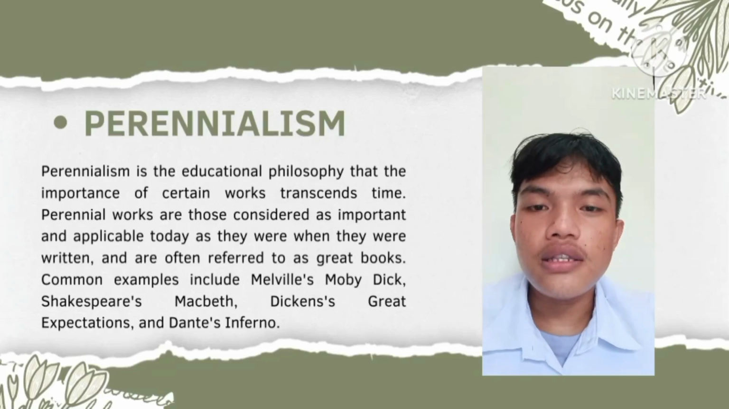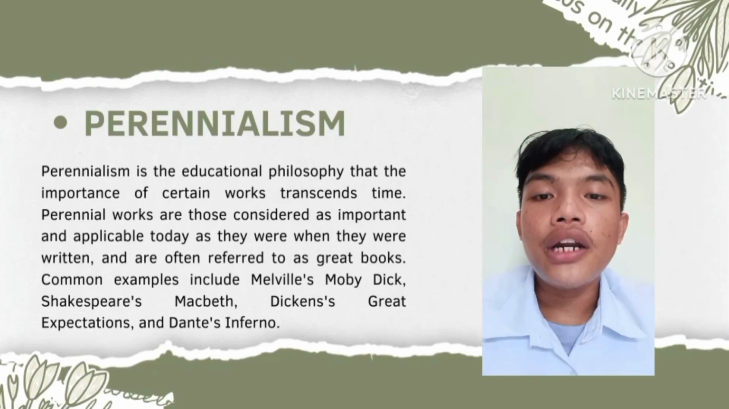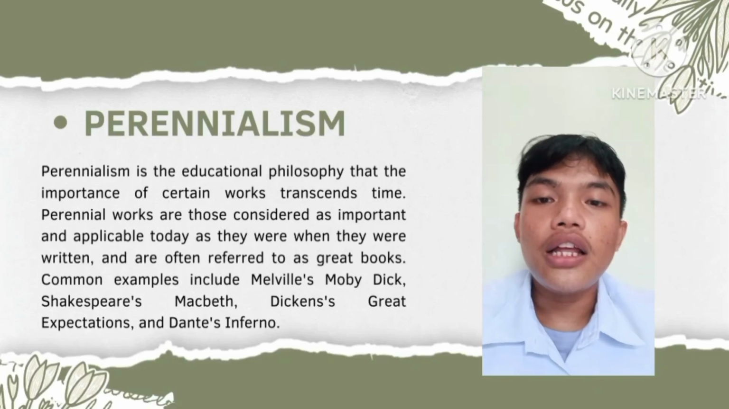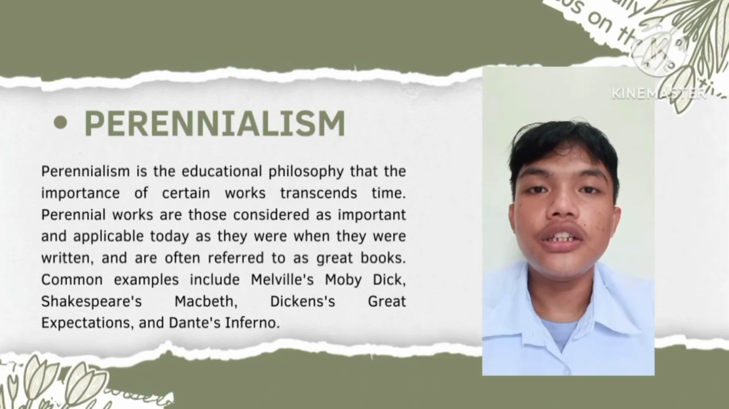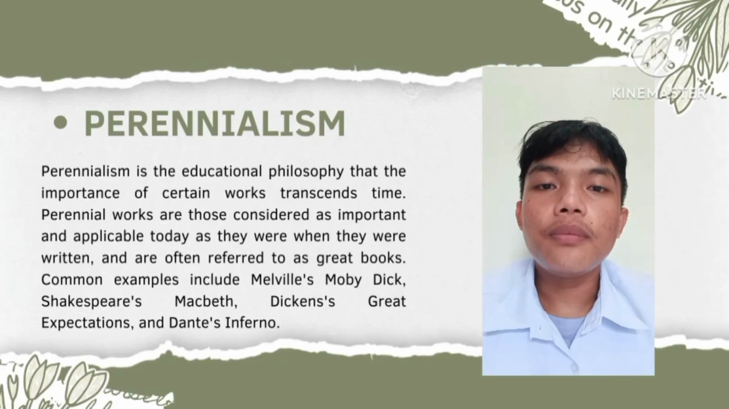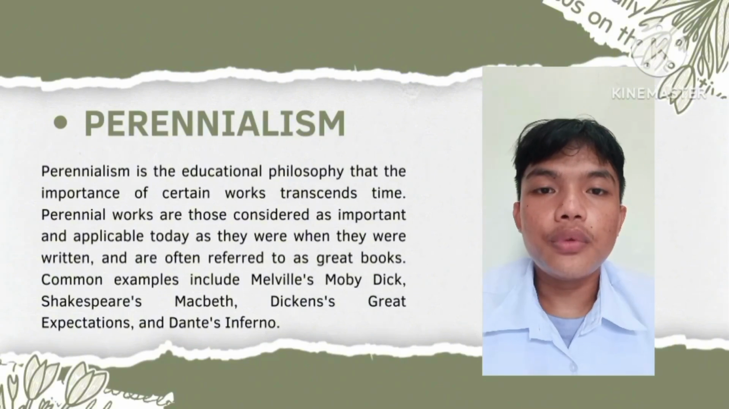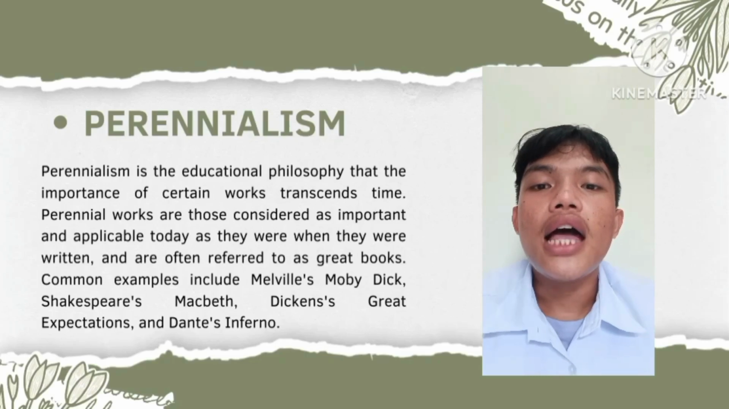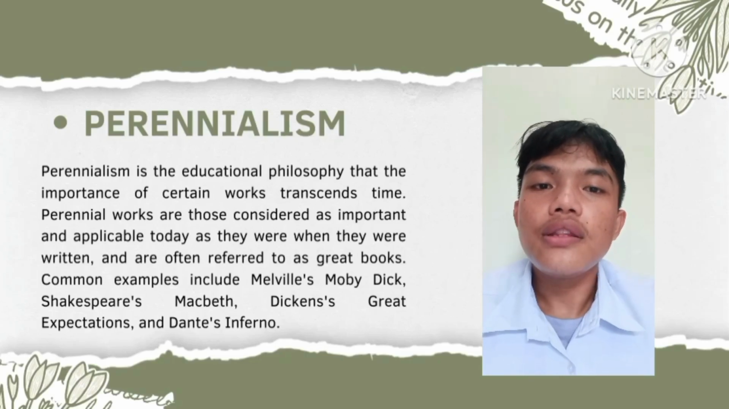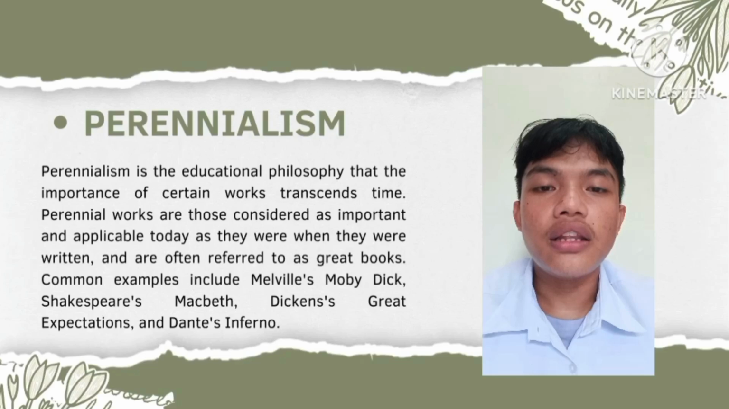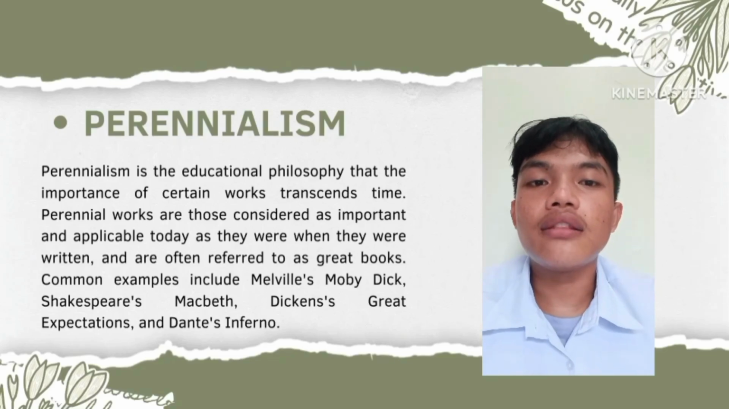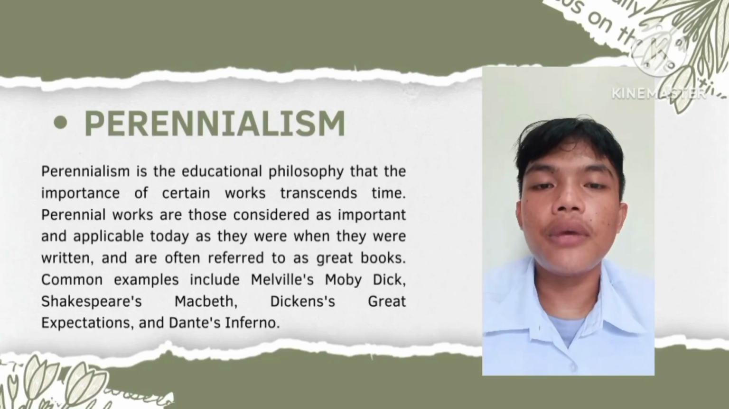So, what is perennialism in education? Perennialism in education emphasizes the enduring value of timeless works known as great books, which are considered as relevant and impactful today as they were when they were written. These works, such as Melville's books, Shakespeare's Macbeth, and Dante's Inferno, offer enduring insight into the human condition and timeless themes that transcend time and culture.